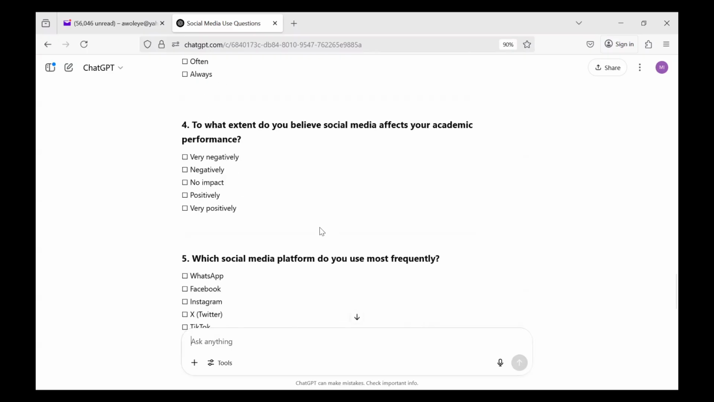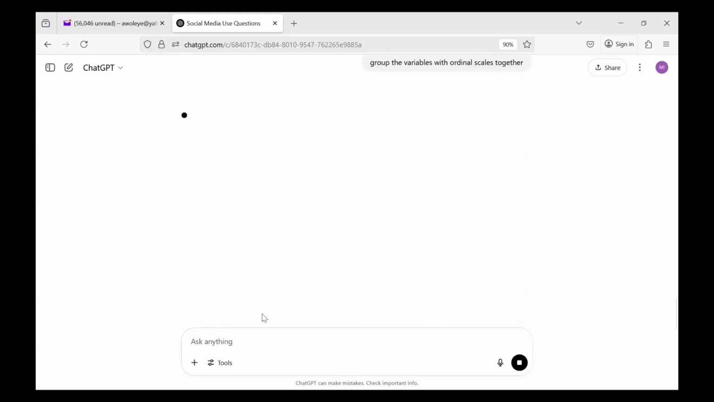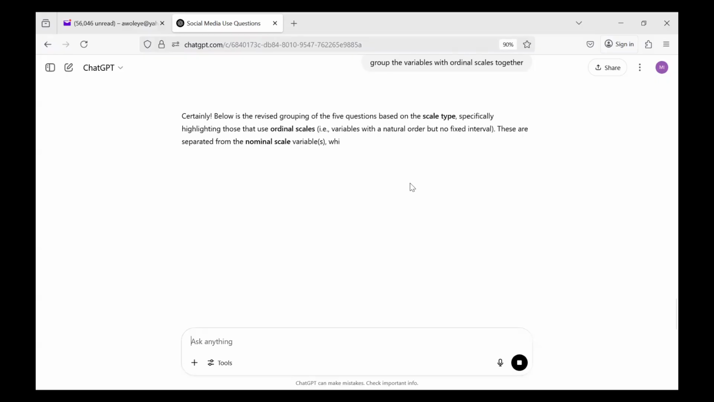I can even ask it to group this together. Group the variables with ordinal scales together. You will see what we have for now. This will make you save space while you are computing your questions.